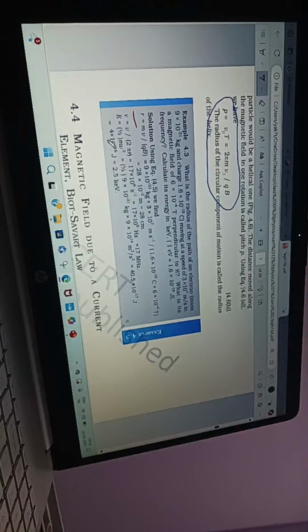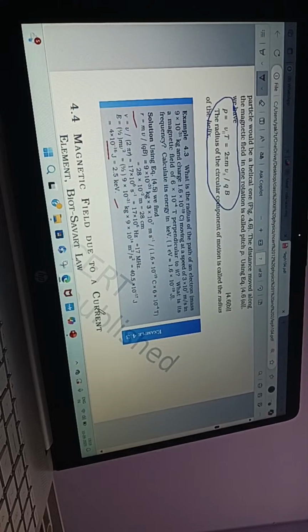Just calculate. And the conversion, joules to electron volt. 1 electron volt is given this much in joules. So 1.6 × 10^-19 joules is equal to 1 electron volt. So for this many joules, how many electron volts? You just divide it and you will get electron volt. Conversion, you understood?